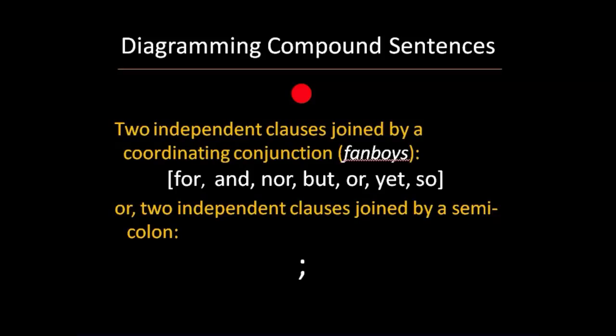We use the acronym FANBOYS to remember the 7 we have in the English language: for, and, nor, but, or, yet, and so. Or the two independent clauses can be joined by a semicolon.